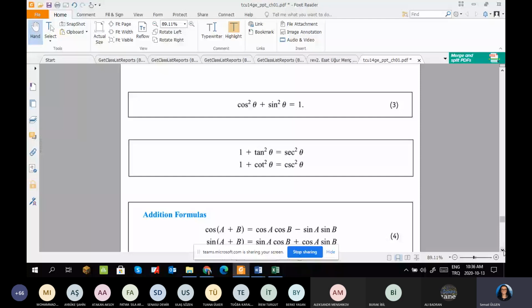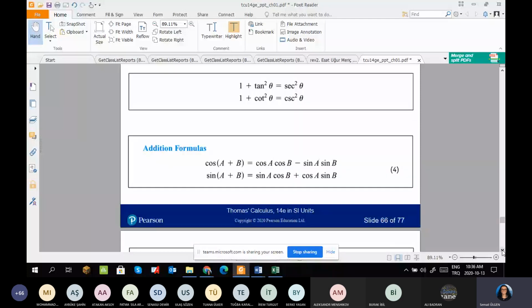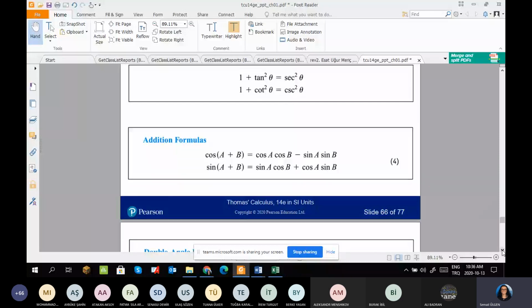And then addition formulas, we have cosine of A plus B is cosine A cosine B minus sine A sine B. You don't have to memorize this. You can take a look. For example, in the test, you can have a cheat sheet like this. You can write it somewhere and then use it. You can use these types of formulas.